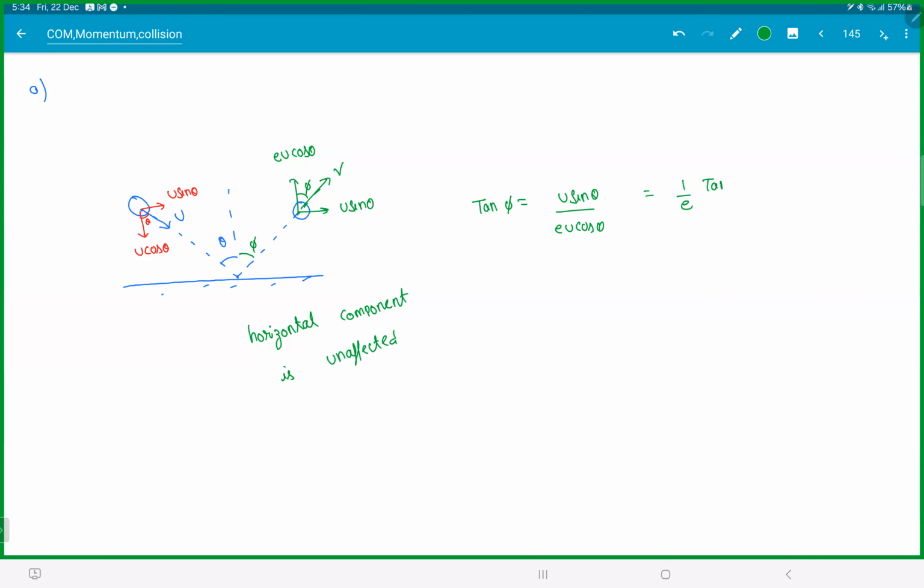So 1 by e tan theta. The speed V will be root over u square sin square theta plus e square u square cos square theta. That's your speed. Clear? That's your velocity. You could have written it like this also: V sin phi should be equal to u sin theta, isn't it? The horizontal component is the same. You could have written in terms of phi, or you could have just squared them and added them. It would have worked. Clear, everyone?